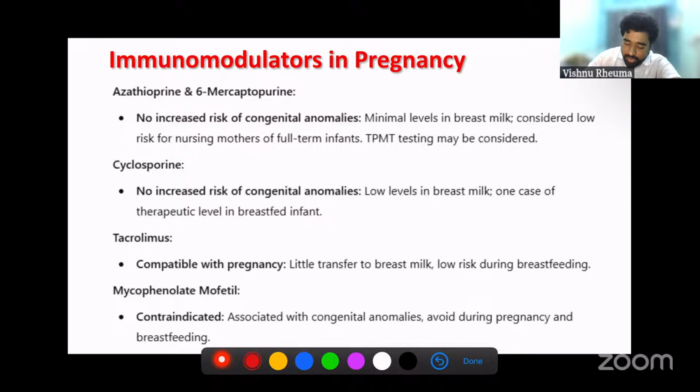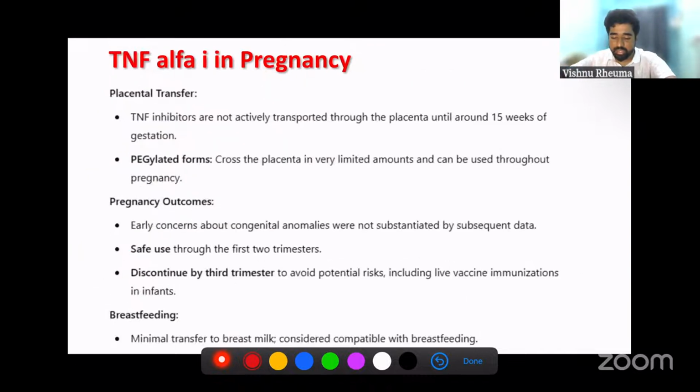So these are something that you can give. Azathioprine you can give, cyclosporin, tacrolimus you can give. There's no increased risk of congenital anomalies, while MMF is again a contraindicated drug in pregnancy.